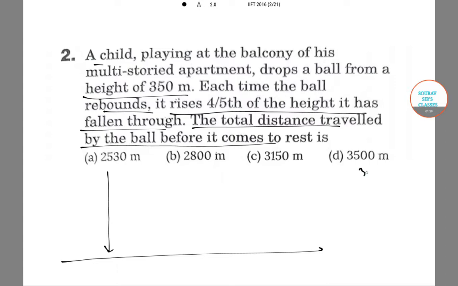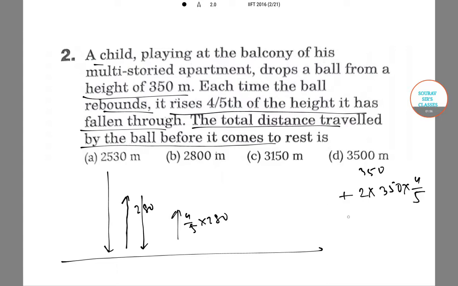So total distance covered by the ball would be 350 plus, now it would rise 4/5 of 350 meters, so that is 280 meters, and again it would fall this much down. So 2 into 350 into 4 by 5. So now when it would rise, it would be 4/5 of 280, or you can say (4 by 5) whole squared into 350. So this would go on as plus 2 into 350 into (4 by 5) squared, and so on.